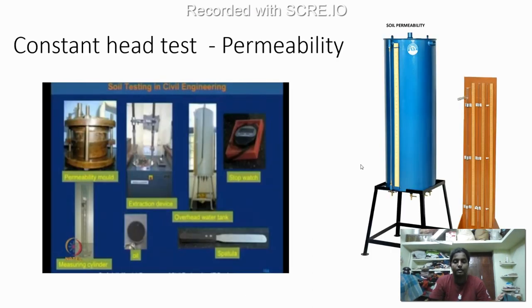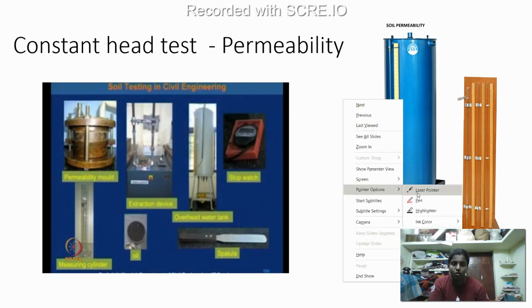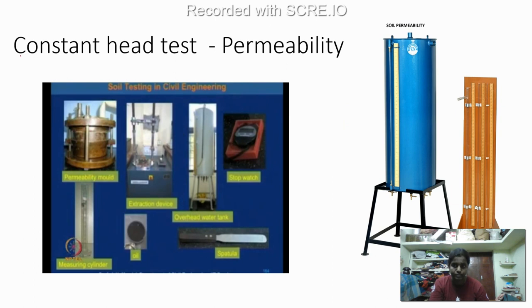So yesterday, in last week's class, we were talking about permeability. Today's class, we are going to see how to find out the permeability using the constant head test and the falling head test, or variable head test. If you remember, I have mentioned that the constant head test is suitable for coarse grain soils. If you remember, C for C, I said.